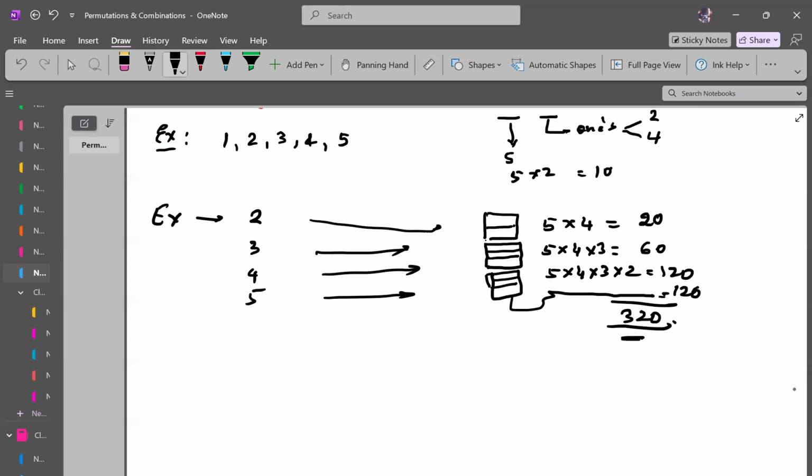Okay. Question says, question one. How many three-digit numbers can be formed from the digits 1, 2, 3, 4, and 5, assuming that, one, repetition of the digits is allowed, and second, repetition of the digits is not allowed.